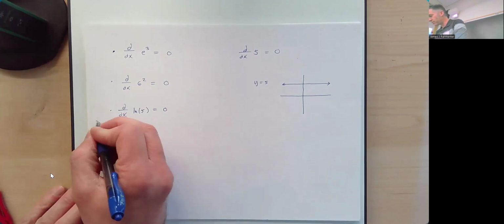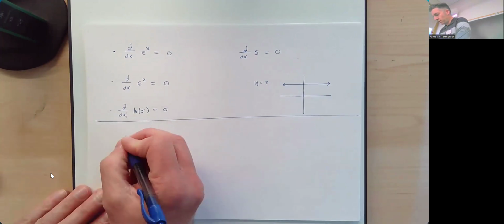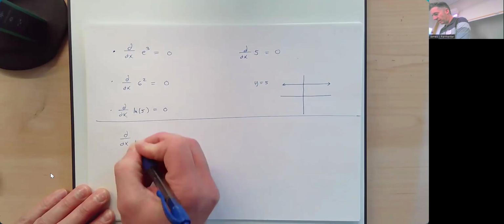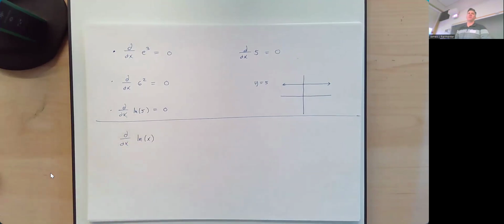So let's talk about the derivative of the natural log. I want to find the derivative of the natural log of x. And this is really maybe the last function we learn how to take the derivative of, and then you have learned all the derivatives you'll ever need to know for calculus. There are a couple of ways to do this. I'm going to do it this way.